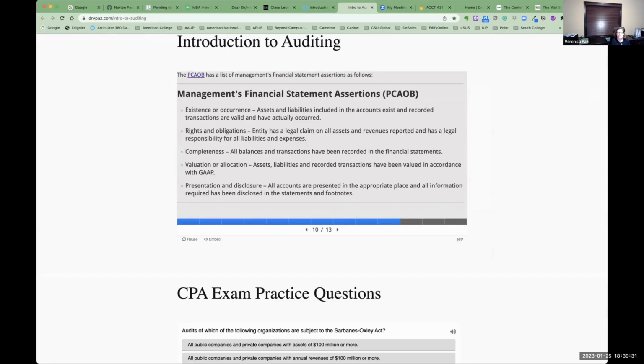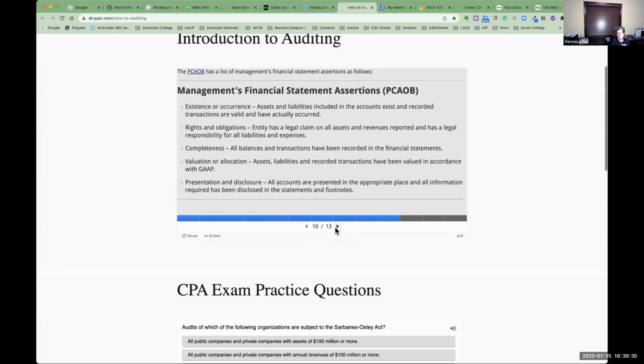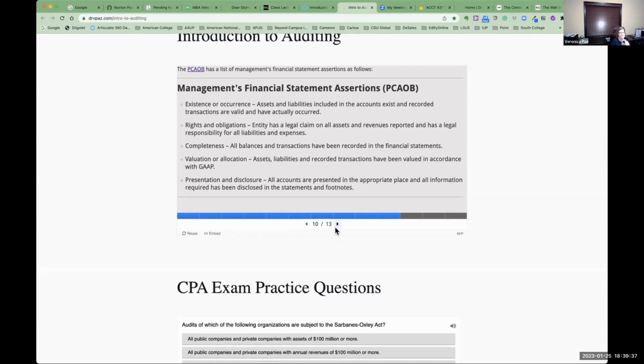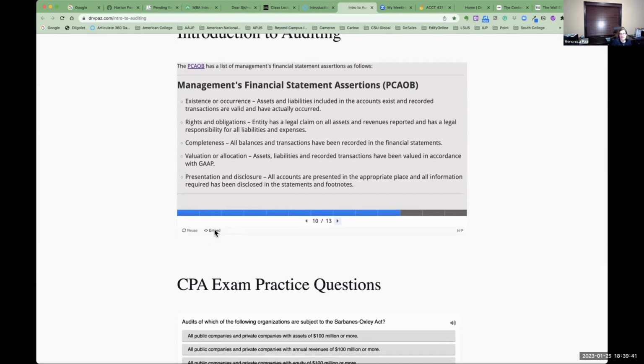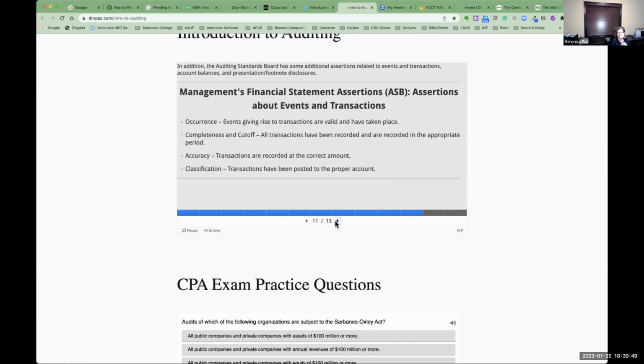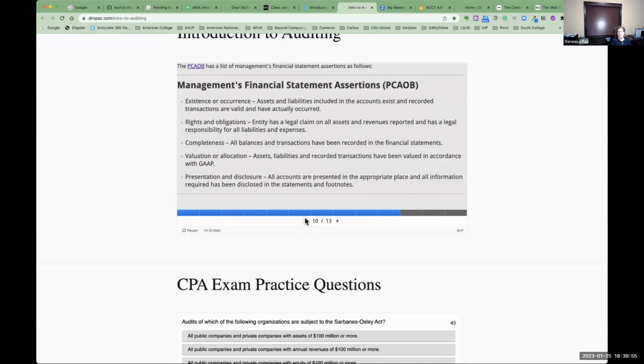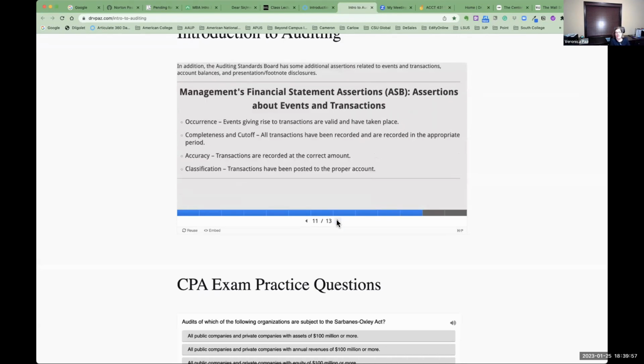So basically, that's what you're doing here. So keep these management assertions. I would write these down right now, or screenshot this, or embed this. You can embed this if you're in OneNote, because this is probably a very important part of your exam. And then you have the ASB, right? So you have different other standards. So this was for the PCAOB, and this is for the ASB. We're going to talk about it, but I would have them side by side.